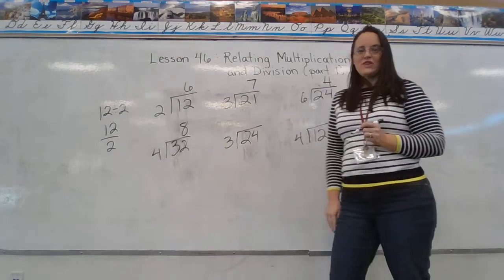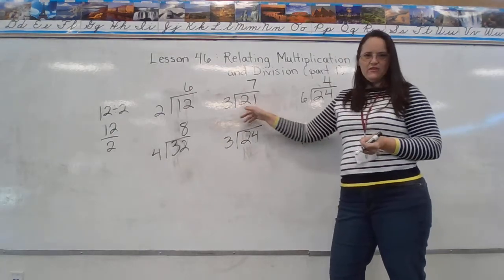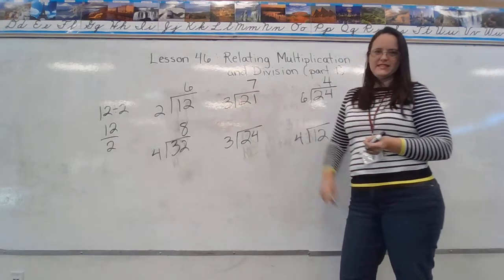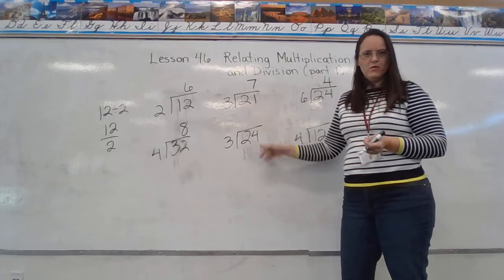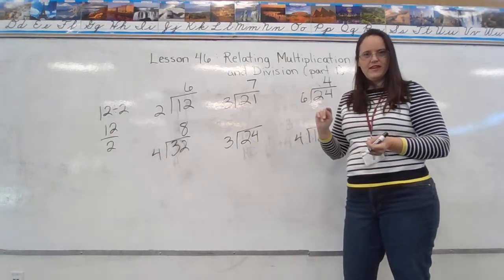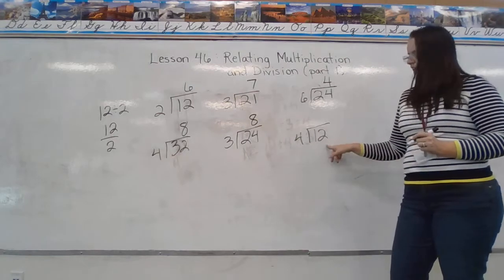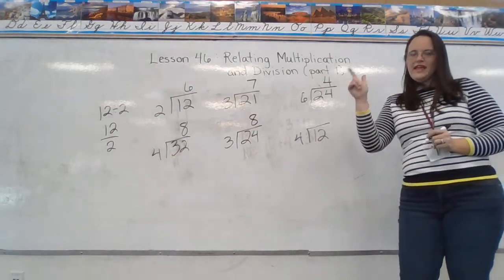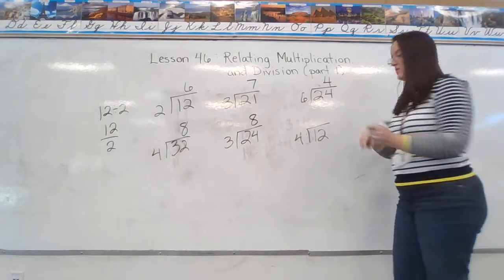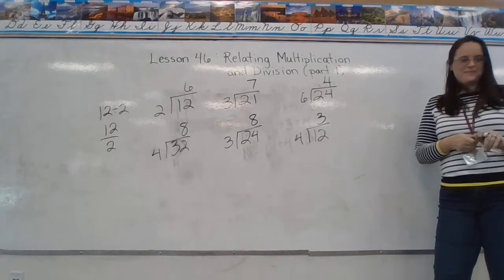24 divided by 3. We can use the same strategy. I just figured out that 21 divided by 3 was 7. So that's only 3 more, 1 more group of 3. That must be 8. And 12 divided by 4: 4, 8, 12, 3 groups. There are your answers for today.